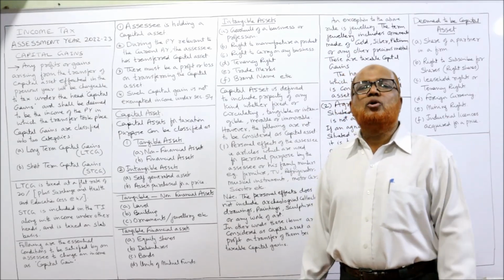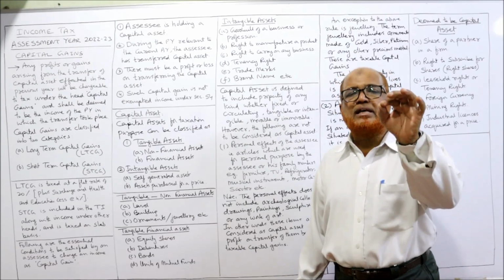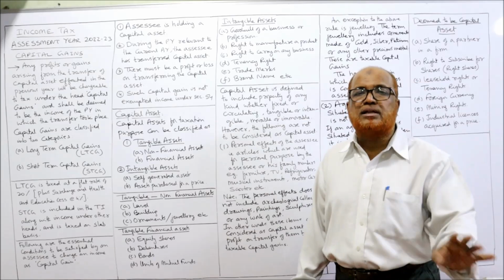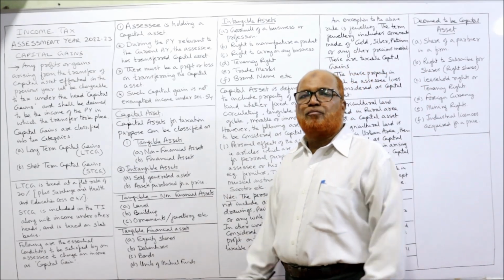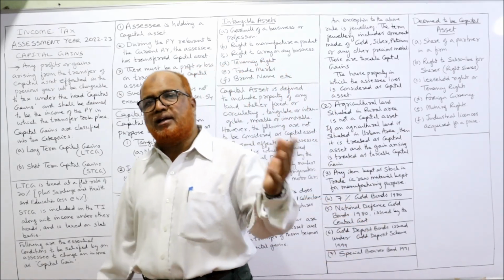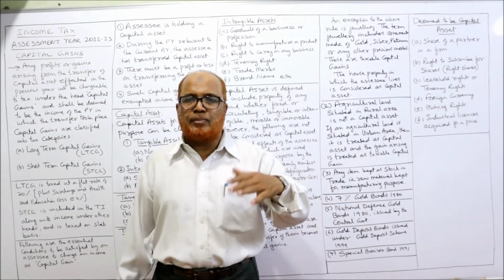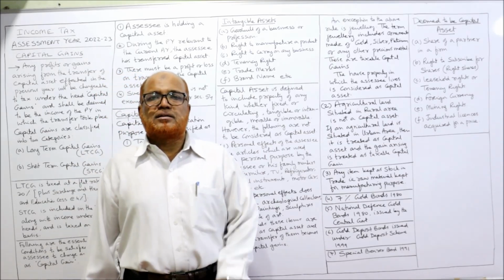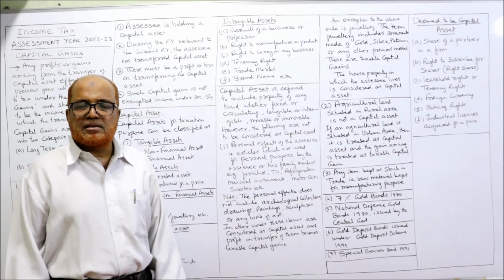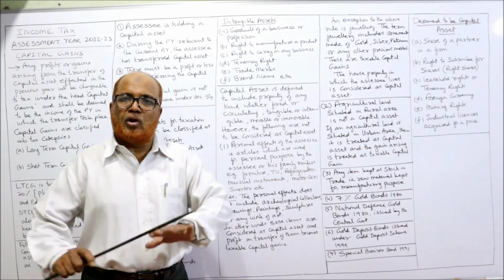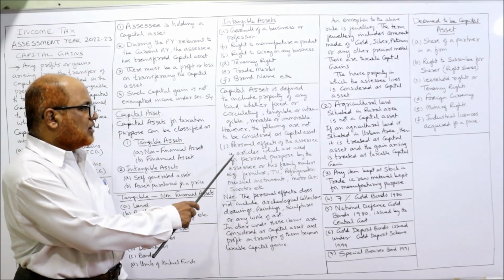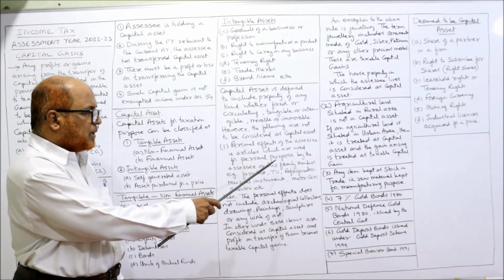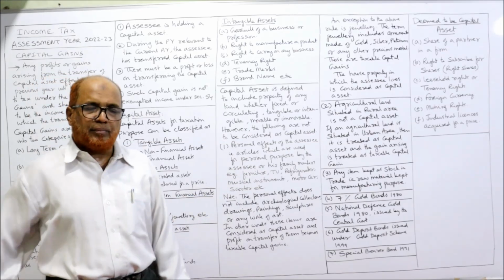In the coming problems, you must be in a position to decide whether something is a capital asset or not. The meaning of capital asset: any type of property, whether fixed or circulating, movable or immovable, tangible or intangible. But the following assets are not capital assets, so they are not taxable. What are the exceptions? Personal effects of the assessee, that is, articles used for personal purposes by the assessee or his family members.